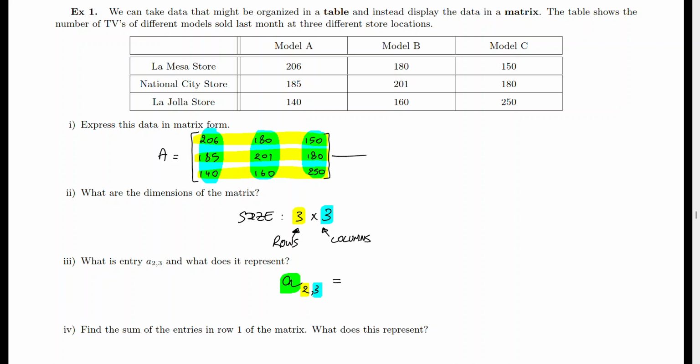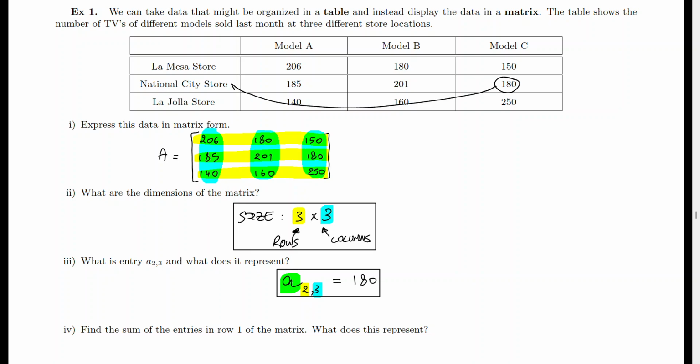The second row is this row, and the third column is that column, and I'm seeing the number 180. So that is the value that we call A subindex 2, 3. And what is 180? In fact, 180 is the number of TVs sold in the National City Store of the model C. You can take a moment to write that down if you like. I'm not going to write the whole sentence down, but that's what the number represents. Again, 180 represents the number of TVs sold in the National City Store of the model C.